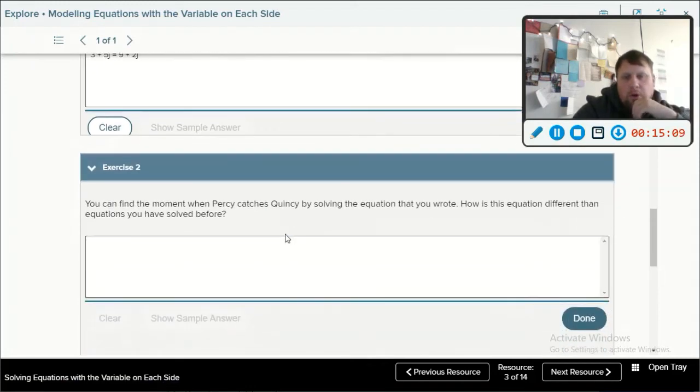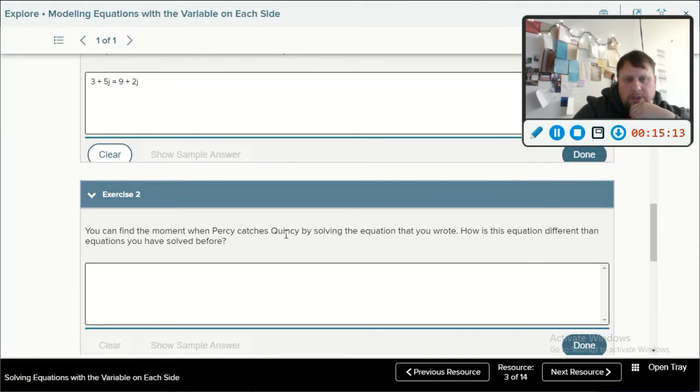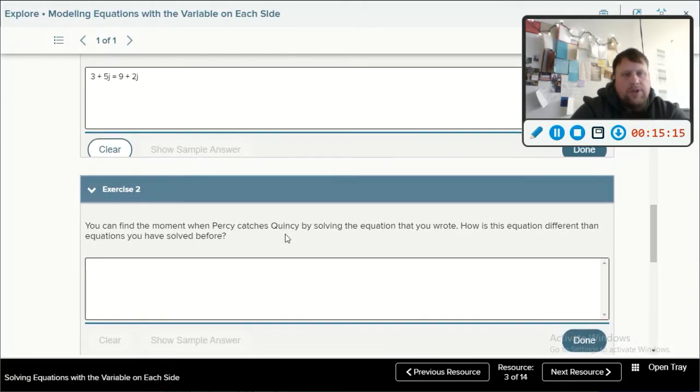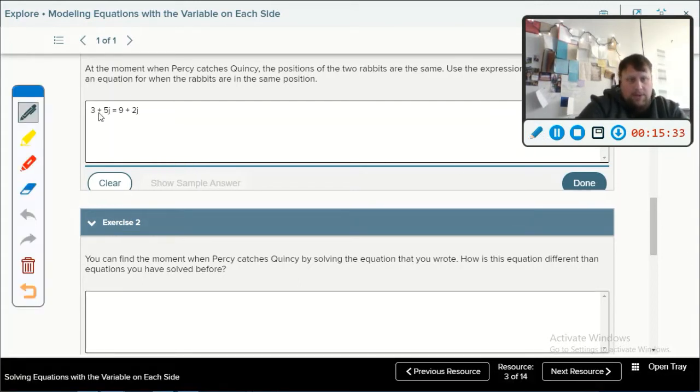You can find the moment when Percy catches Quincy by solving the equation that you wrote. How is this equation different than the other equations you solved before? Well, first of all, there are variables on both sides, so it adds that extra step. Rule number one is get variables on one side, numbers on the other. Yesterday, all the variables were always on either the left or right. Today, we have to account for that. So this one I am going to draw up here.